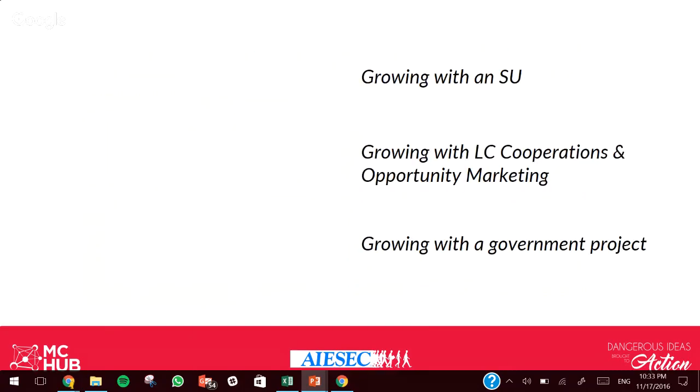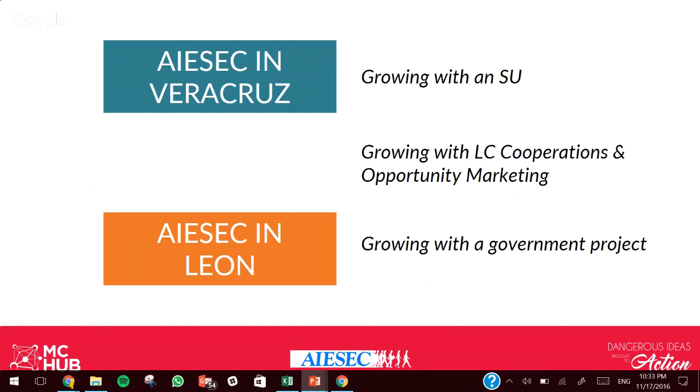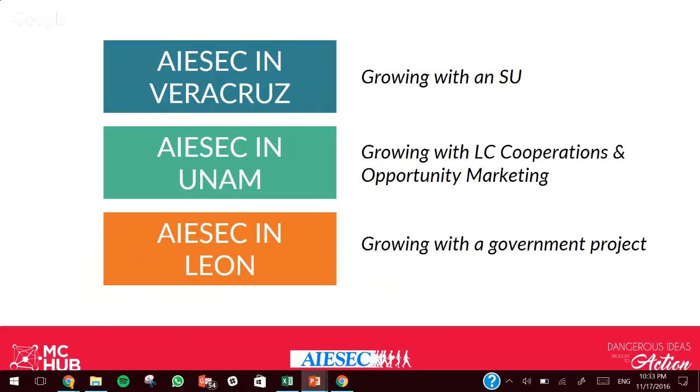So first we have Isaac and Veracruz, who really grew in the past 6 months just by having an SU and having certain basic things aligned. Then we had Isaac and Leon. And Isaac and Leon is the top 1 oGET LC this year. And they did this literally by having a government project. And finally, we have Isaac and Unam. And they grew this past year literally by just working with LC cooperations and using opportunity marketing. Super simple. Veracruz, Unam, and Leon, with an expansion, opportunity marketing, and with a government project.